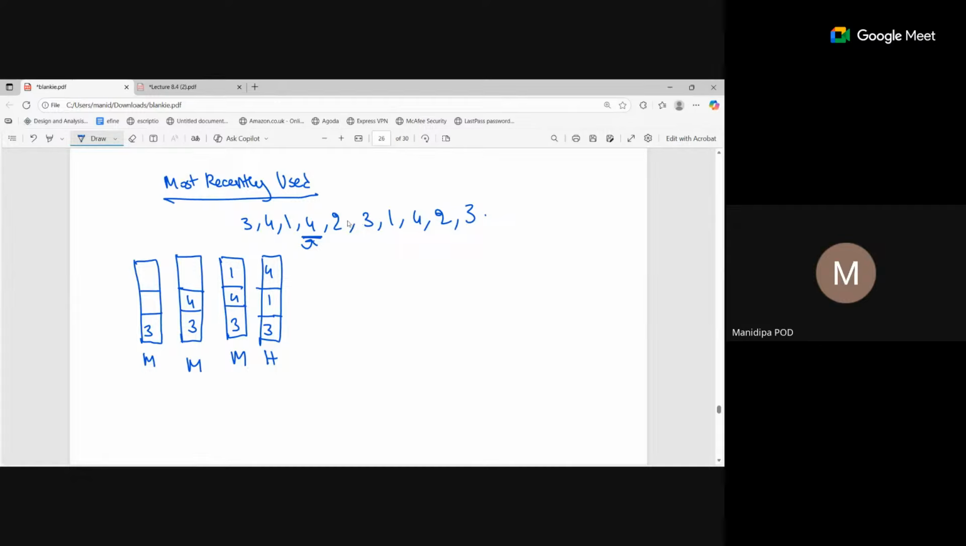This is a hit. Now you have 2. So which one will you replace? What is the most recently used one? 4. So 4 will be replaced.